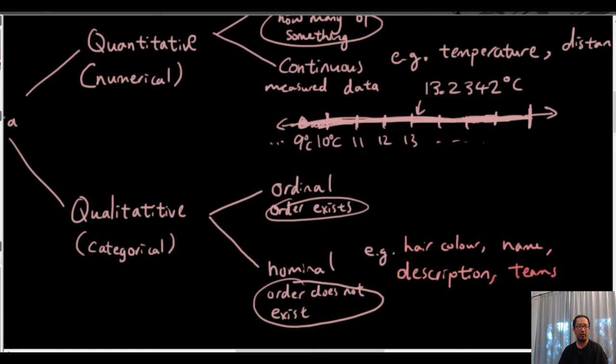Okay, what about ordinal data? Ordinal is when you can order the data. For example, what grade did you get on your tests? Grades: A, B, C, D, E.